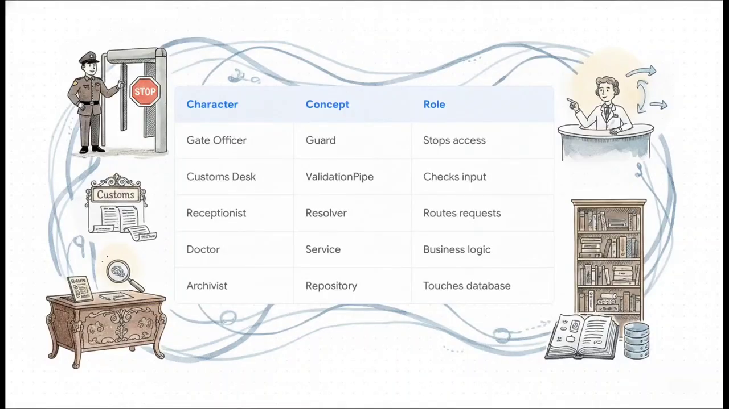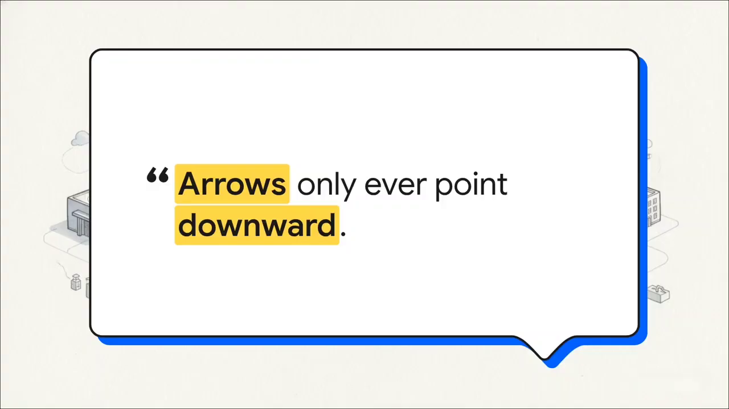So let's bring it all together. Consider this your ultimate cheat sheet. It connects our physical hospital characters directly back to the technical code elements you're going to see in your NestJS repo. When you're staring at a validation pipe and wondering what on earth it does, just remember the customs desk shredding bad forms. When you're writing a resolver, remind yourself you are just the receptionist routing traffic. This character mapping right here is the key to mastering enterprise backend patterns without getting lost in the weeds of technical jargon. And this brings us to the absolute golden rule of the Citadel.